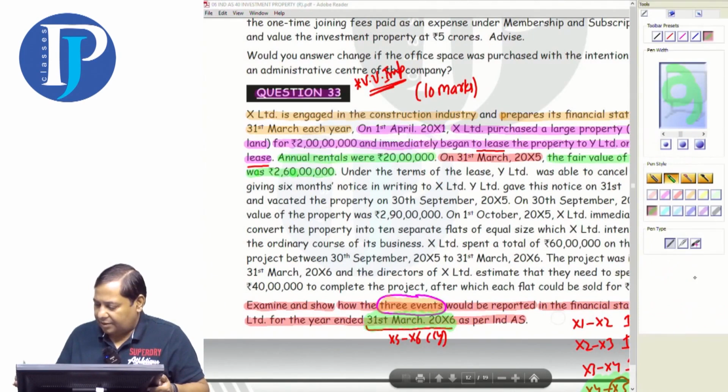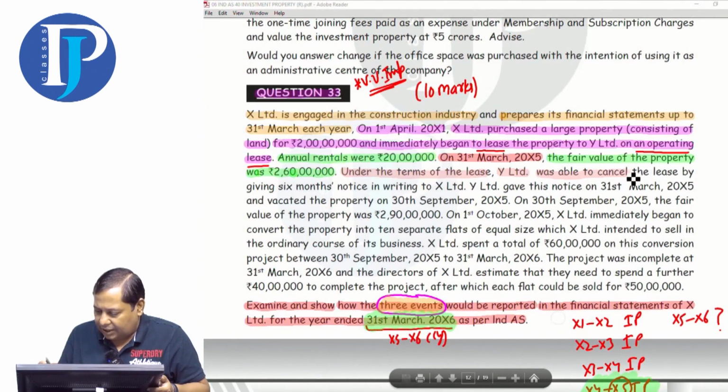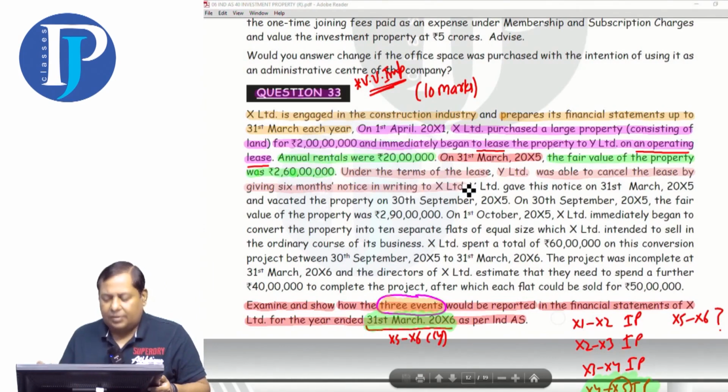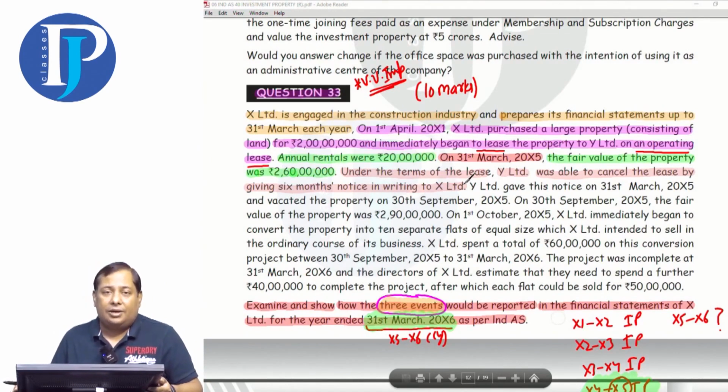I have read the question. I'm trying to understand: under the terms of the lease, Y Limited was able to cancel the lease by giving 6 months' notice in writing to X Limited. So our tenant can cancel the lease at any time, but he'll have to give 6 months' notice. Y Limited is our tenant.